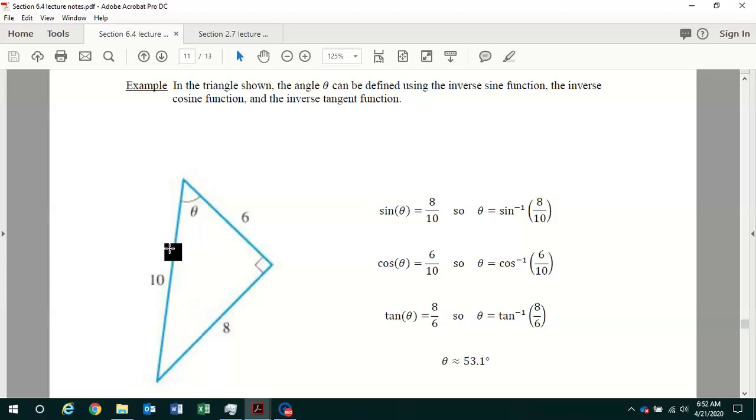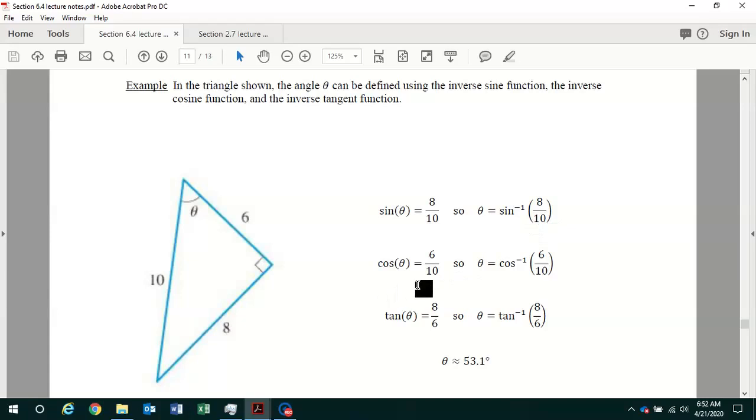Here's the 90-degree angle. So you know this side is the hypotenuse and has length 10. This side is adjacent to the angle theta and it has length 6. This side is opposite the angle theta and it has length 8. So we know that the sine of the angle theta is opposite over hypotenuse. So the sine of angle theta is equal to 8/10. So that means the angle theta is equal to the inverse sine of 8/10.